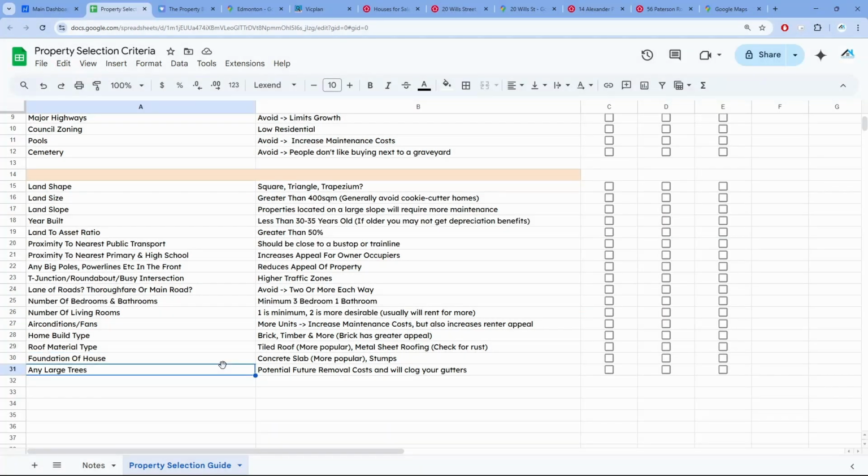Any large trees. I hate large trees, personally speaking. The reason I don't like large trees is because they have the potential for future removal costs and they can be very expensive. And not only that, on a day-to-day basis, it's pretty annoying because it clogs up the gutters and you'll have to get that cleaned out every so often.